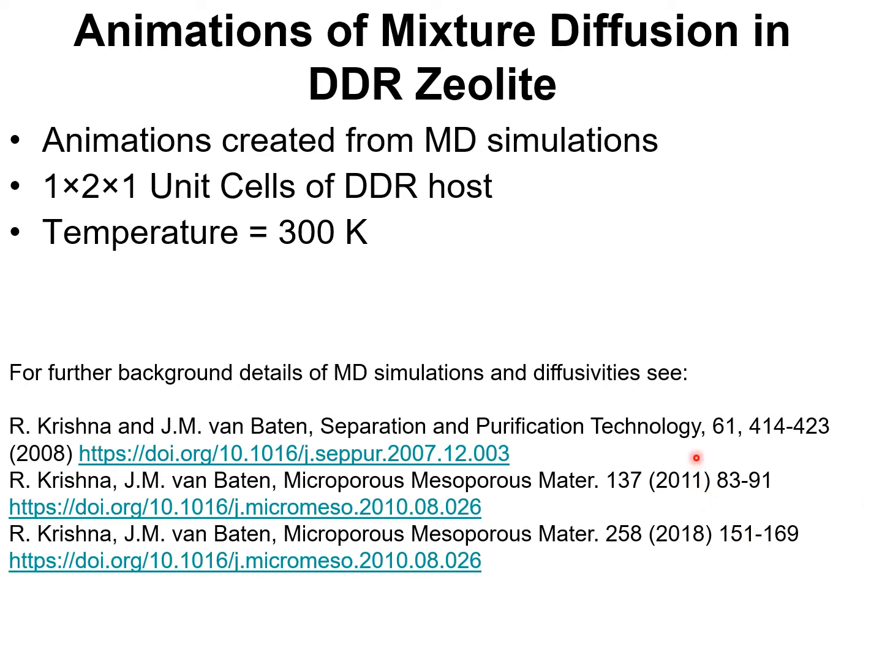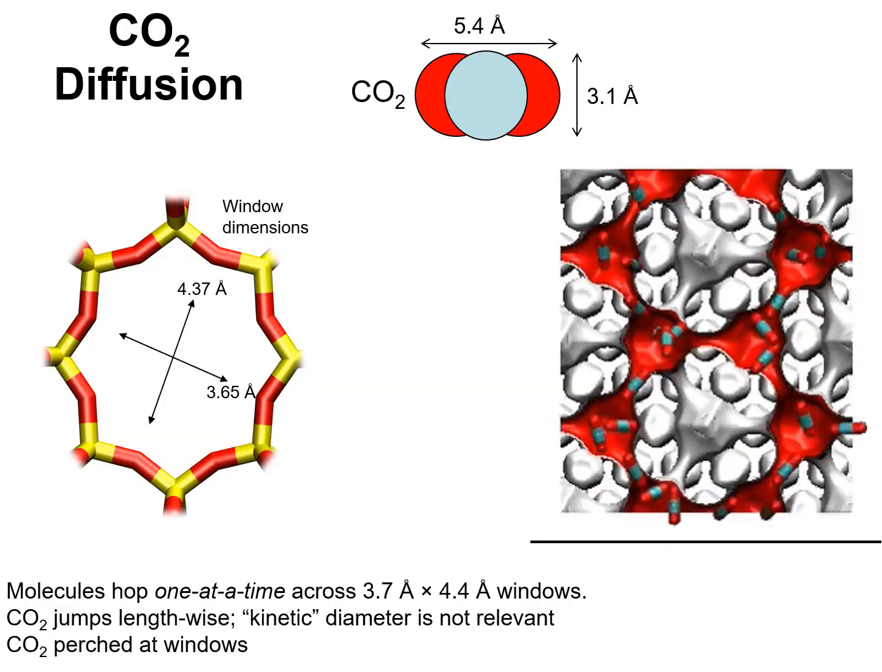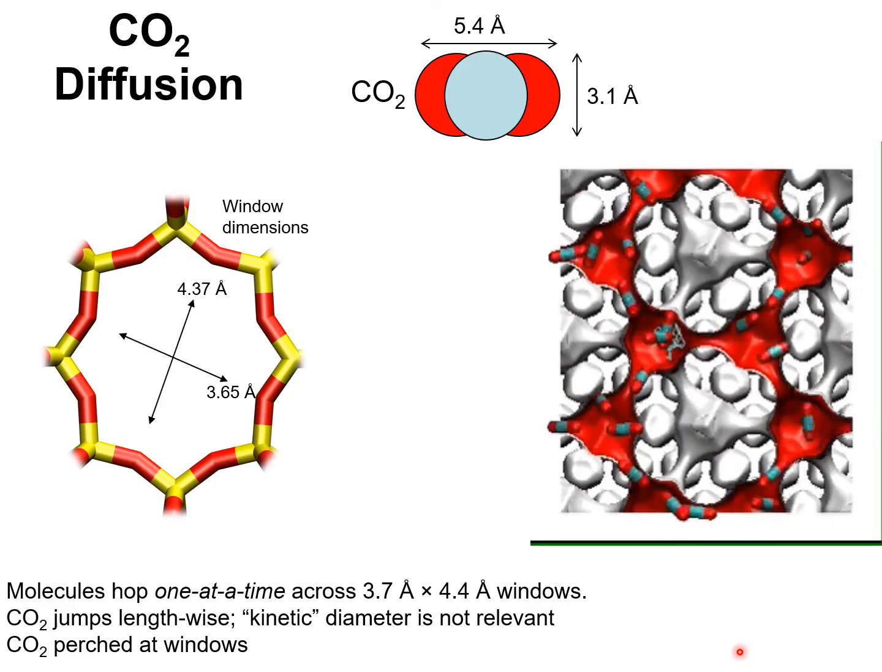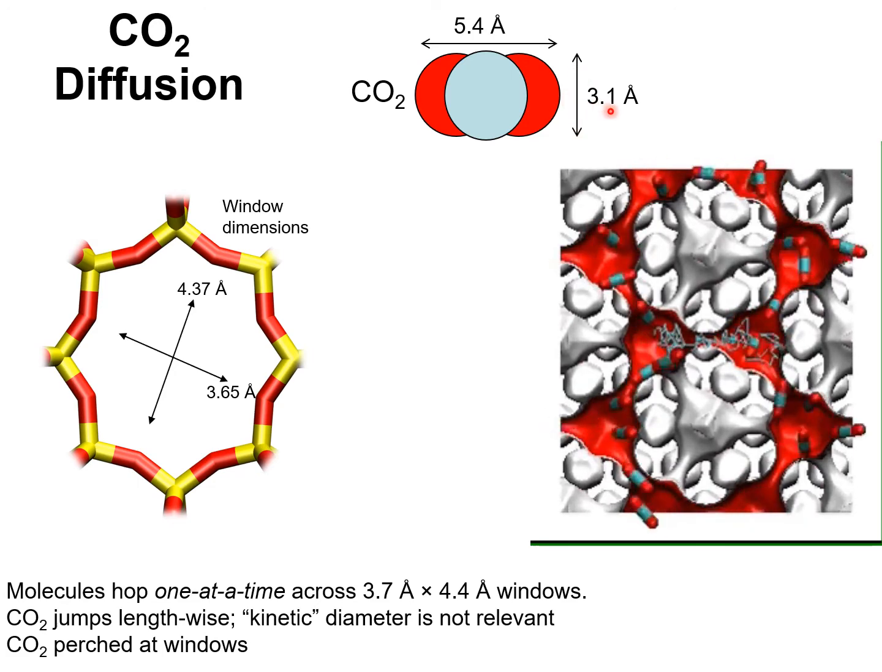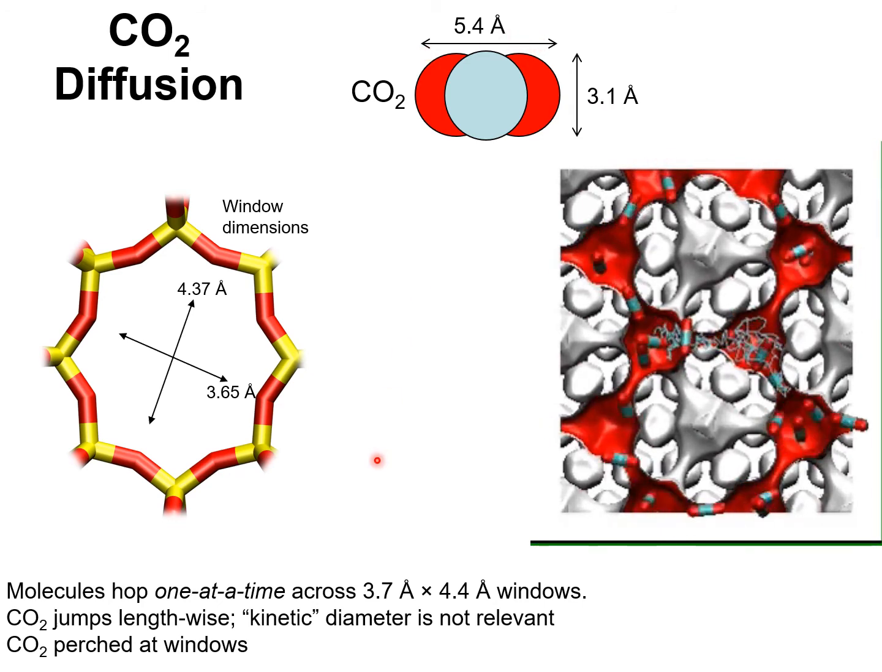to gain insights into molecular motions in DDR zeolite, we conducted molecular dynamic simulations at 300 degrees Kelvin. Details of the simulation methodology and data on diffusivities are provided in the published literature. Let's have a look at CO2 diffusion. CO2 is a pencil-like molecule with a much smaller cross-sectional size, 3.1 angstrom, and a much longer length, 5.4 angstrom.